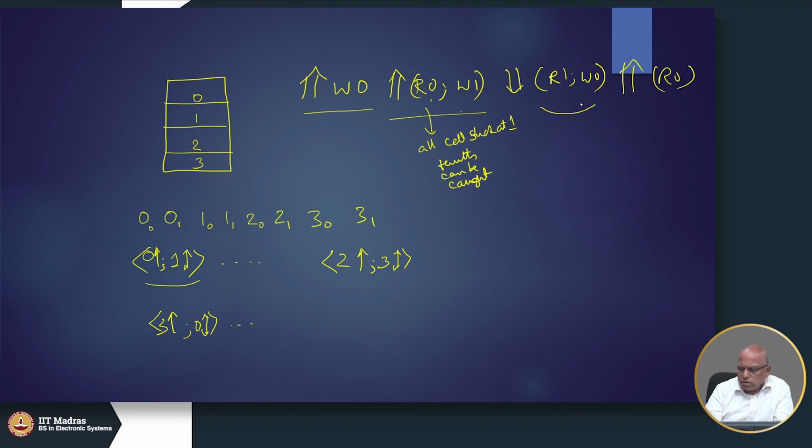it will not only detect stuck at faults, so all cells stuck at 0 faults will be caught. Plus any of these coupling inversion faults, they'll also get caught.